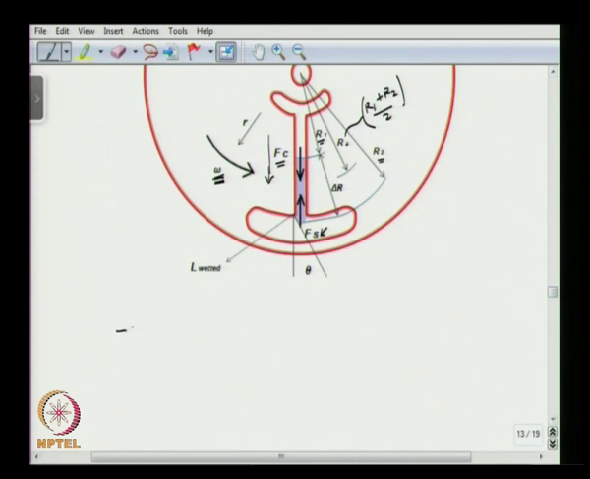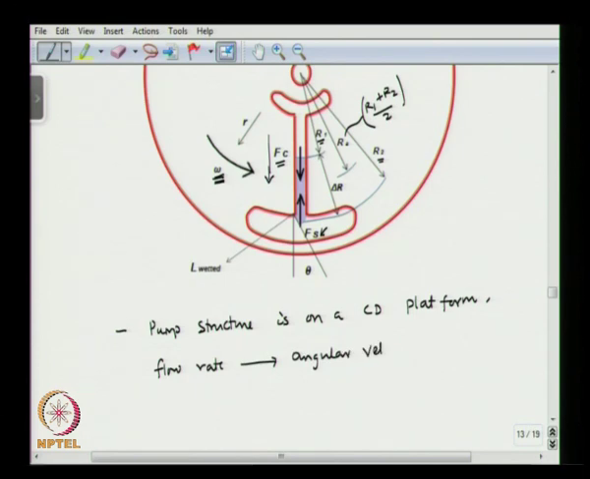So, here in this case the pump structure is on a CD platform, and the flow rate is controlled by the angular velocity of the CD, the angular velocity of the disc.